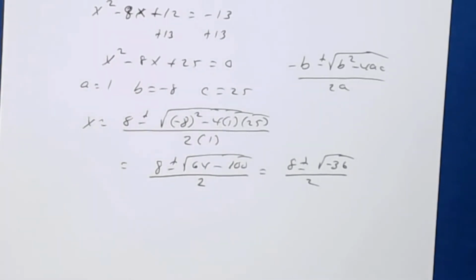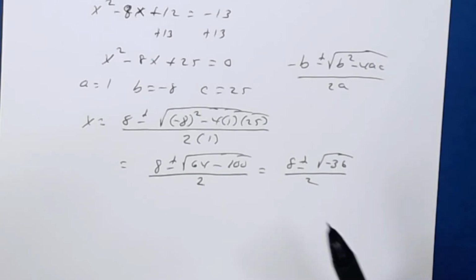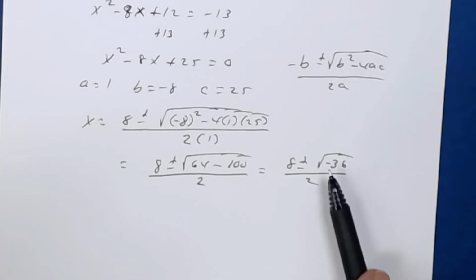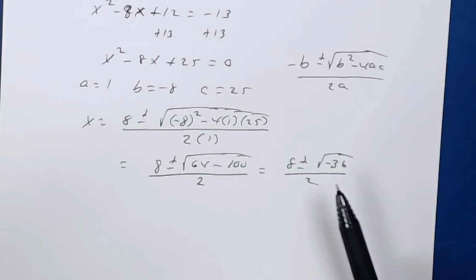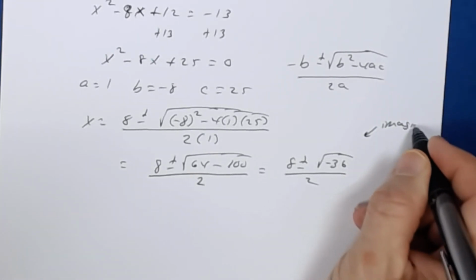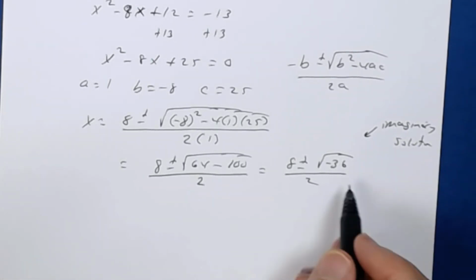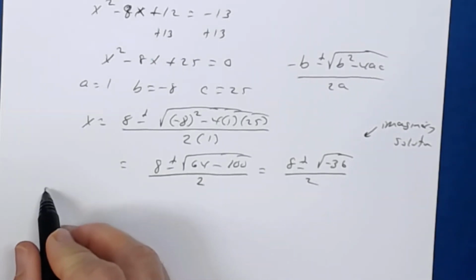Now, before I go on, I'm going to ask you, are my solutions going to be real or imaginary? Okay, so imaginary, right? Because I'm taking the square root of a negative number. So I'm going to have that i involved. All right, so I'm going to get imaginary solutions. Now, I've got to simplify the square root of negative 36. So let's go over here and do that.